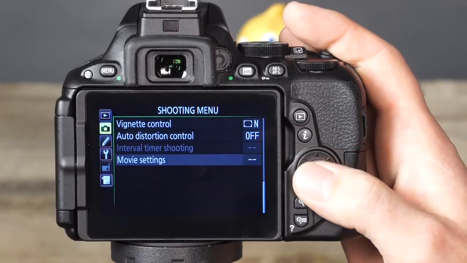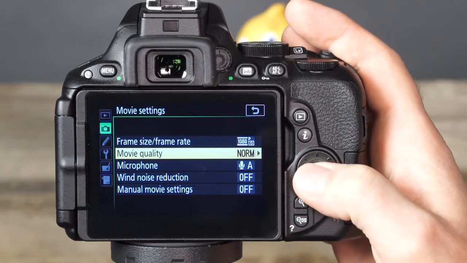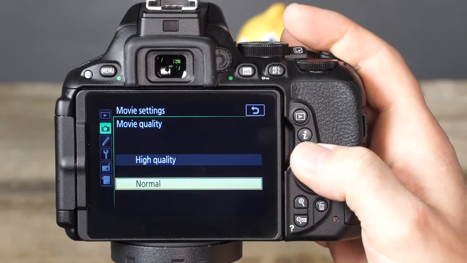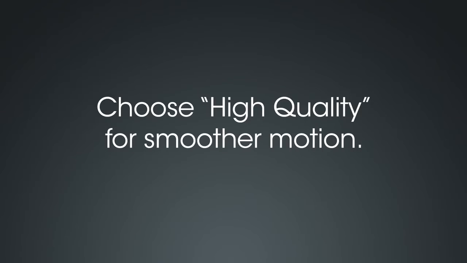After you've selected the movie frame size and rate, you'll need to choose the movie quality. Choosing the high quality over the normal quality setting will not affect the resolution of your video, but it will allow you to capture smoother motion in action sequences.